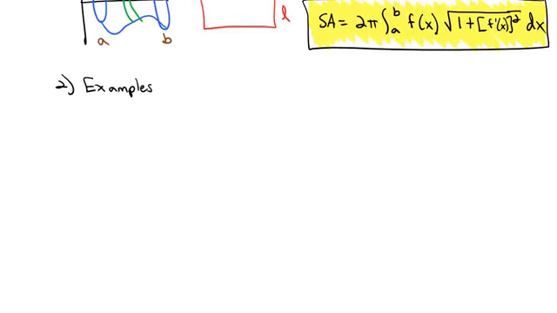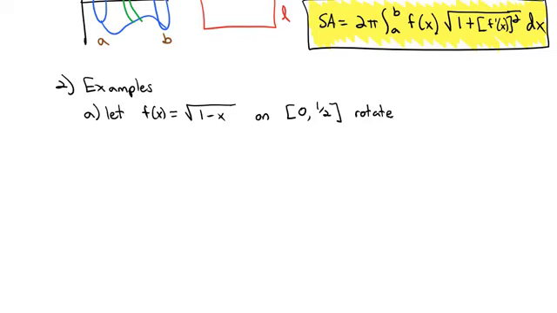See if I can leave the formula on the screen. See if I have enough space. Let's let f of x equal the square root of 1 minus x on the interval from 0 to 1/2. And we're going to rotate on the x-axis. We're going to find the surface area.